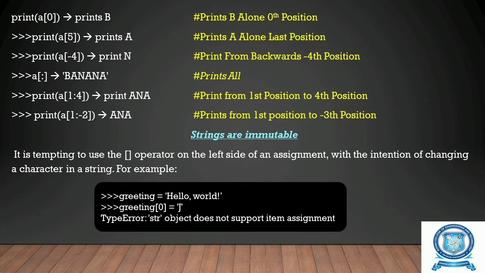Consider this example. When we ask to print a of 0, it prints the character at index 0. At index 0 we have b, so it prints b.